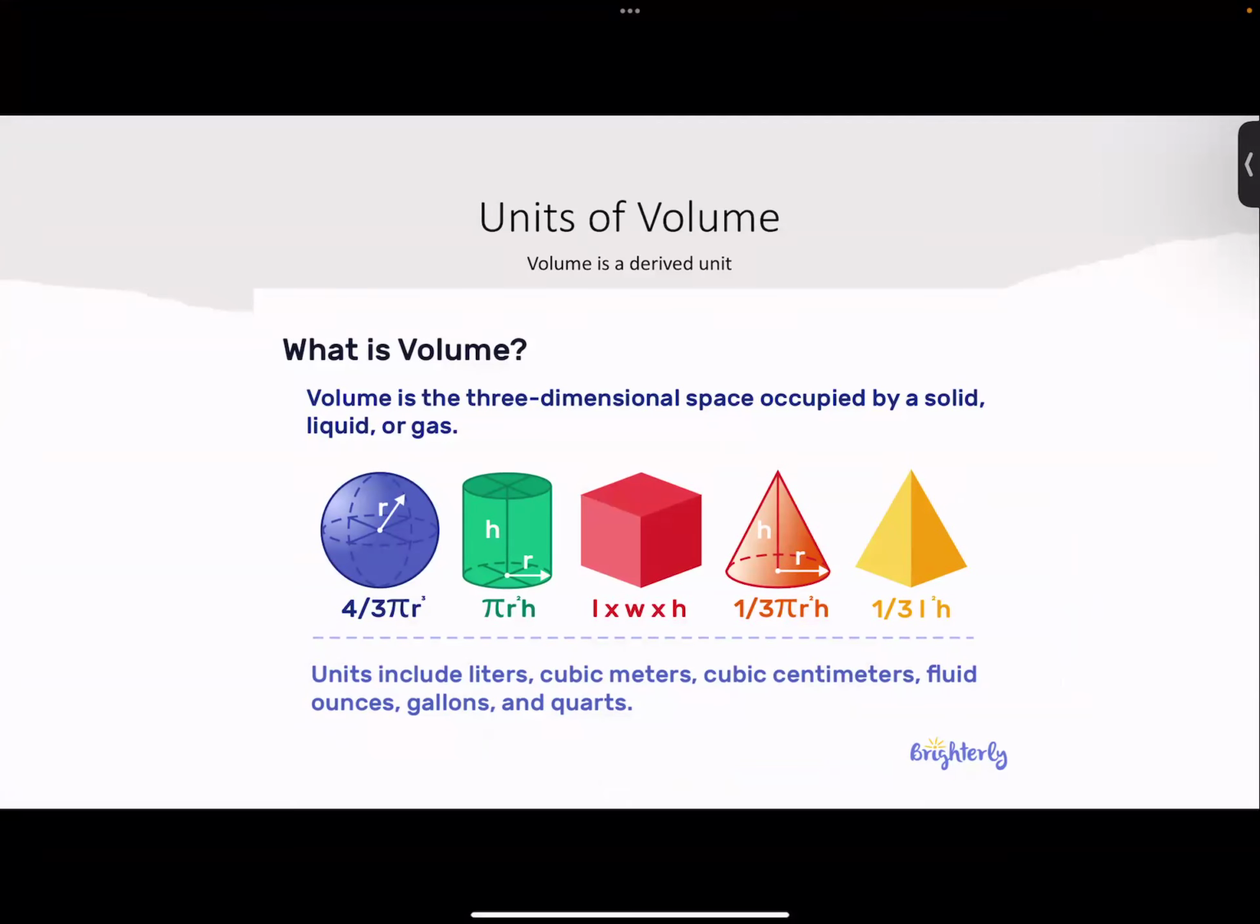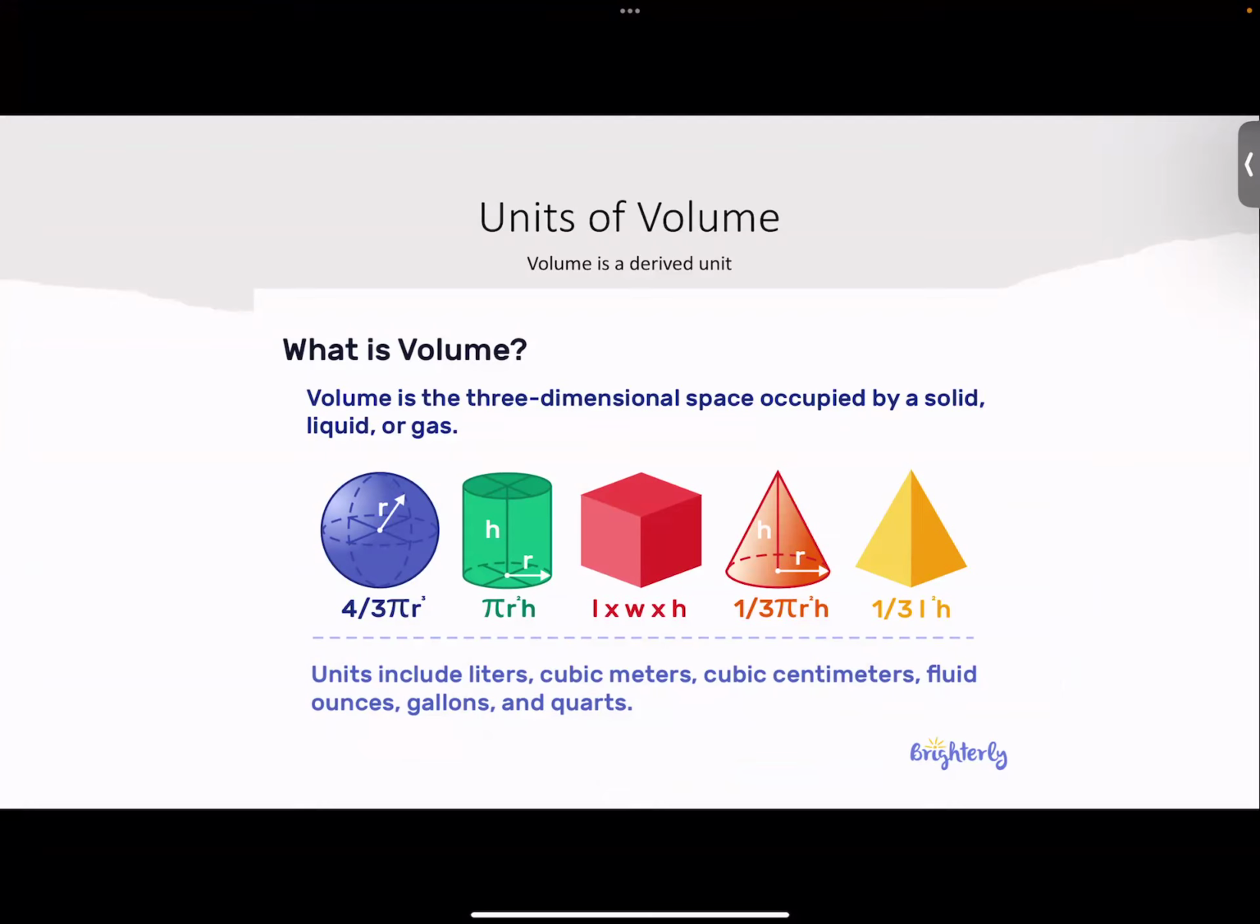Okay, so on Tuesday, we were talking about units. One of the units that we'll be talking about is volume. Now, when we think about volume from a geometry standpoint, we think about the volume of shapes. And the volume of shapes have their own equation.